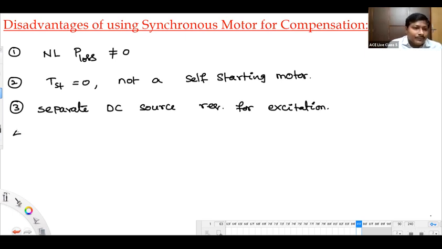Next one. As and when we add the synchronous motor, we are introducing one more synchronous machine into the system, which may reduce the overall system stability. So it shows an effect on the system stability.